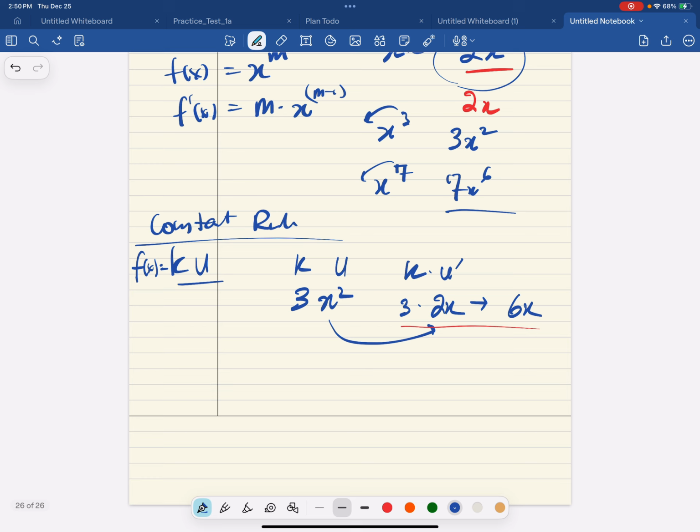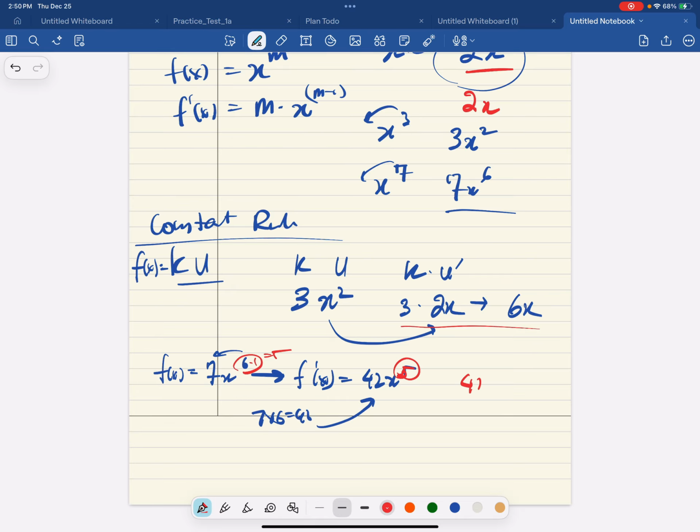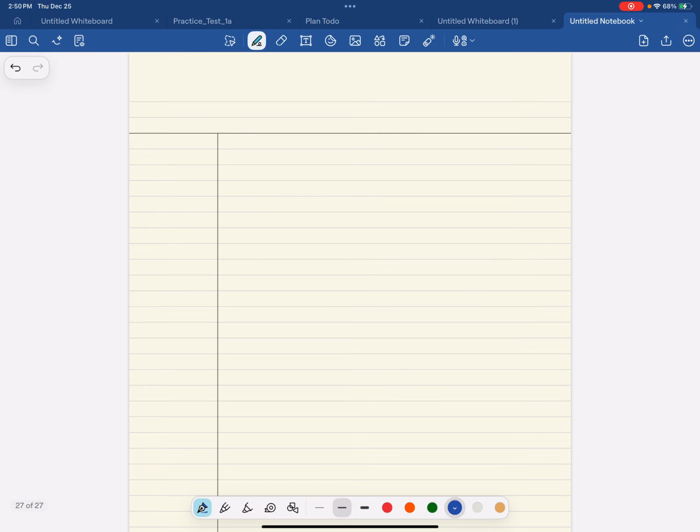And the habit you should get in this kind of question is, let's say f of x equals 7x to the 6. For f prime of x, you just directly do 42x to the 5. Because the 6 comes down and 7 times 6 gives 42, which just stays in the front. Then for the 6, you do a minus 1, which gives 5, and that's the new exponent. So the answer is 42x to the 5. That is the power rule and the constant rule.